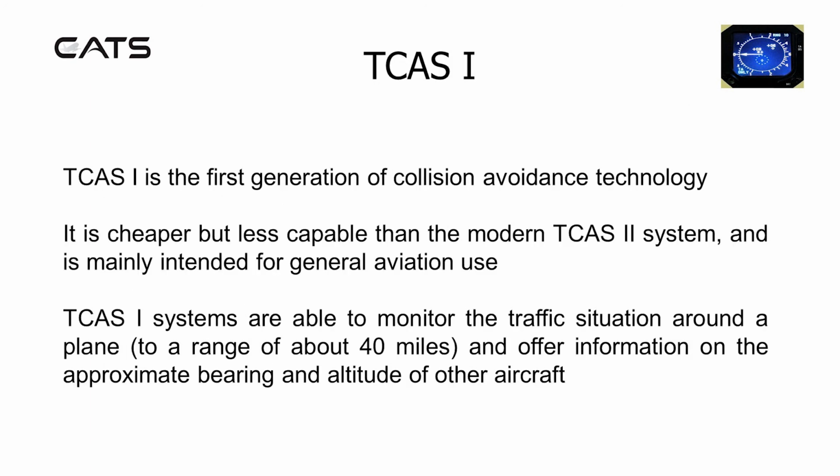TCAS 1. TCAS 1 is the first generation of collision avoidance technology. It's cheaper but less capable than the modern TCAS 2 system and is mainly intended for general aviation use. TCAS 1 systems are able to monitor the traffic situation around a plane to a range of about 40 miles and offer information on the approximate bearing and altitude of other aircraft.